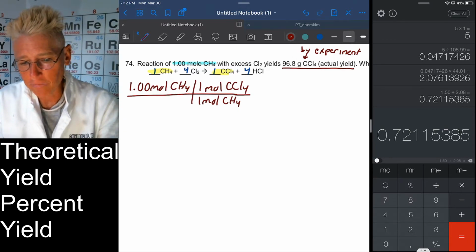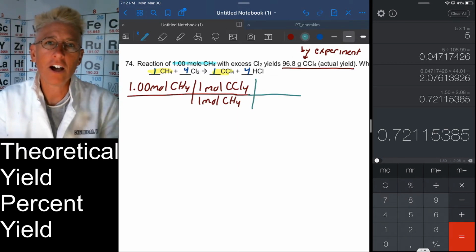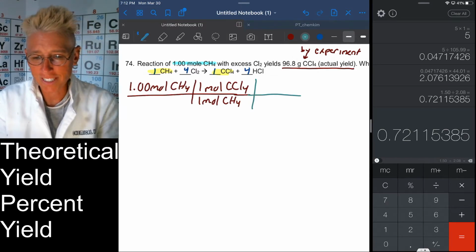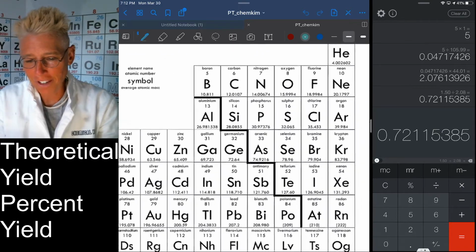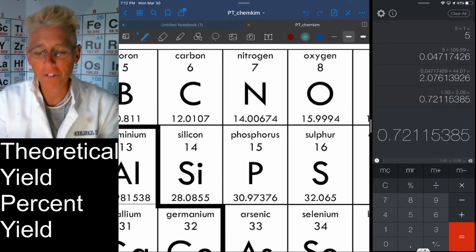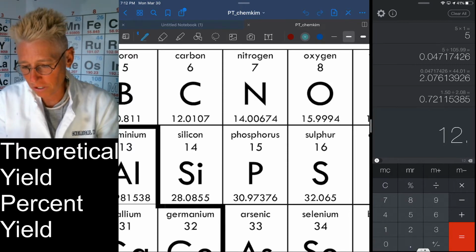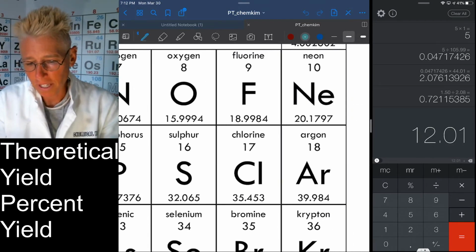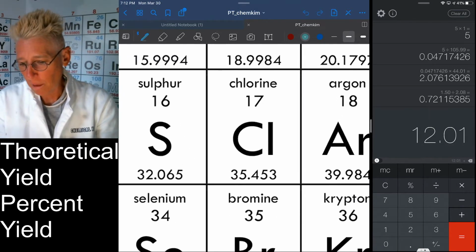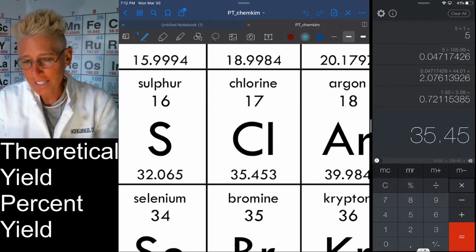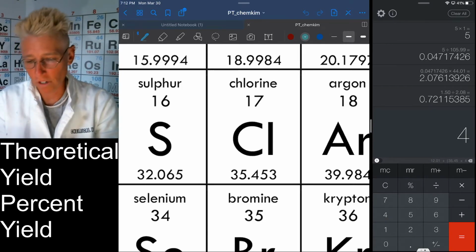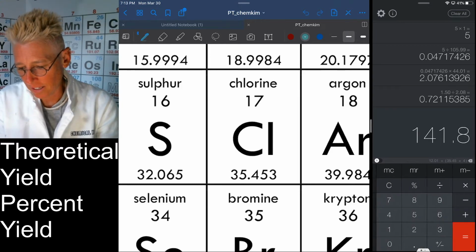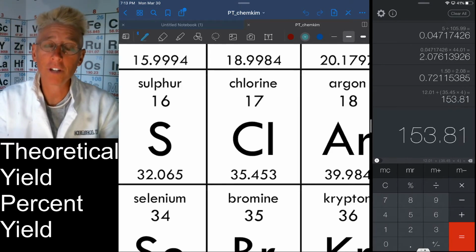And then my last step is to use the atomic masses to calculate the molar mass of CCl4. I'll take you through the longhand steps of that, just to review molar mass calculation. So 12.01 for my carbon, and then my chlorine is 35.45, but I have to multiply that 35.45 times 4 because it's CCl4, okay? And I get a molar mass of 153.81.